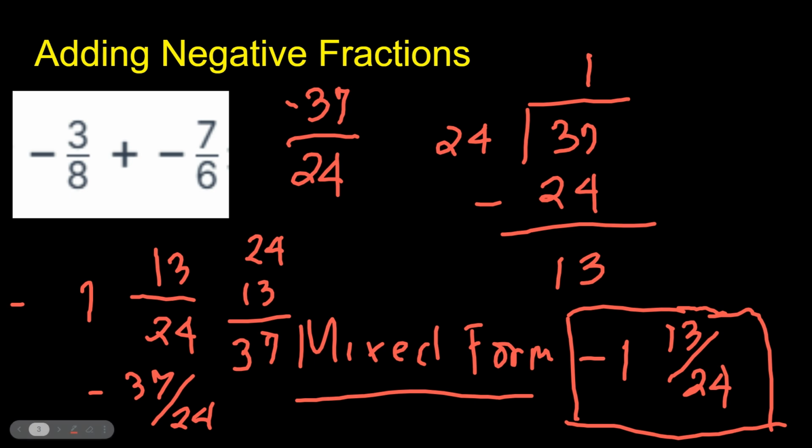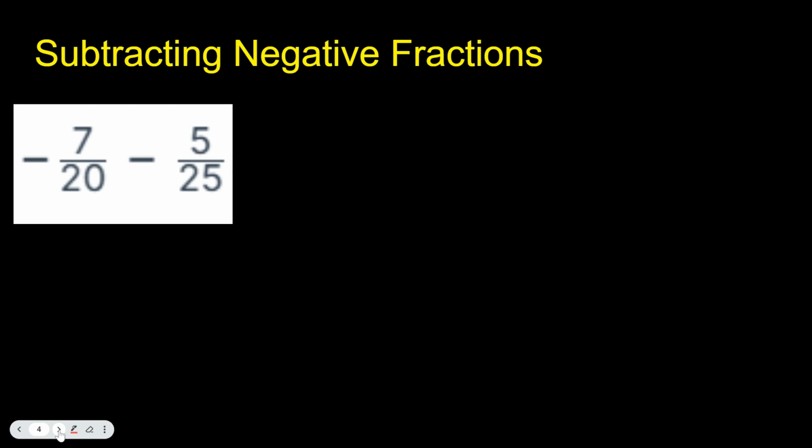All right, let's move on. So that's for adding negative fractions. How about subtracting negative fractions? We're done with adding negative fractions. We'll now be dealing with subtracting negative fractions. In this case, we follow the rule of adding its opposite. So we have negative 7 over 20 minus 5 over 25.